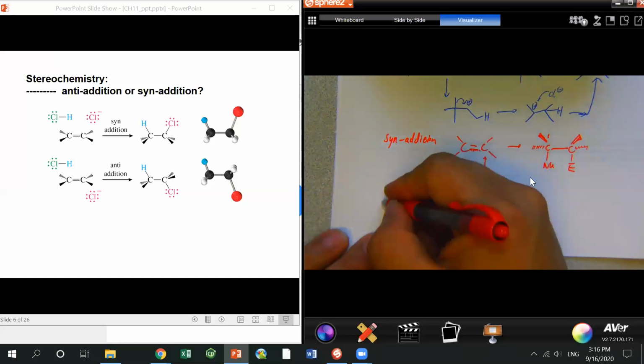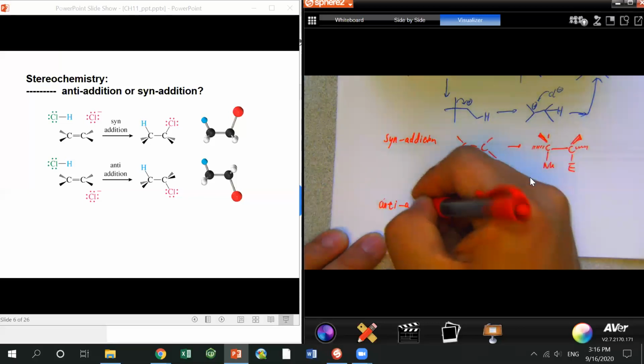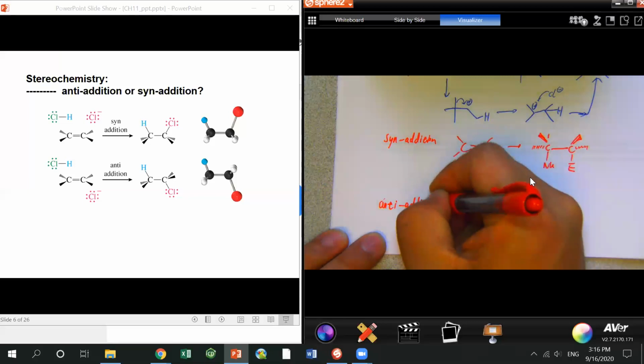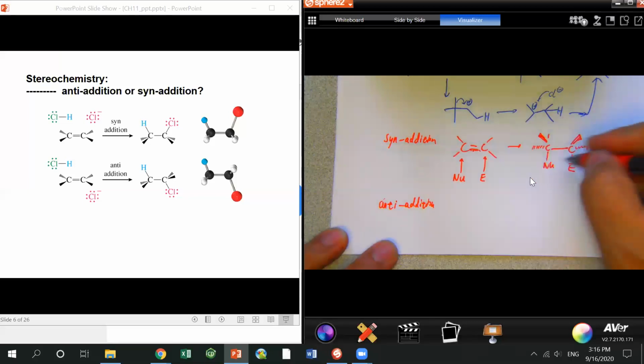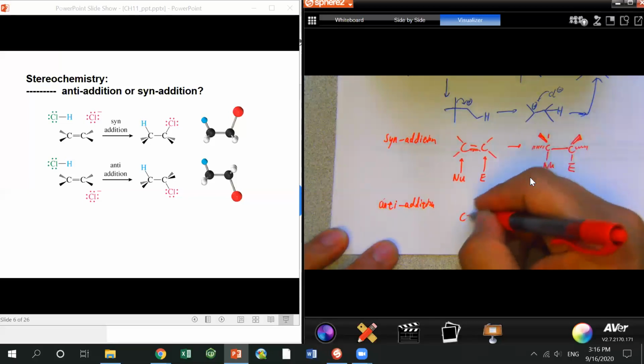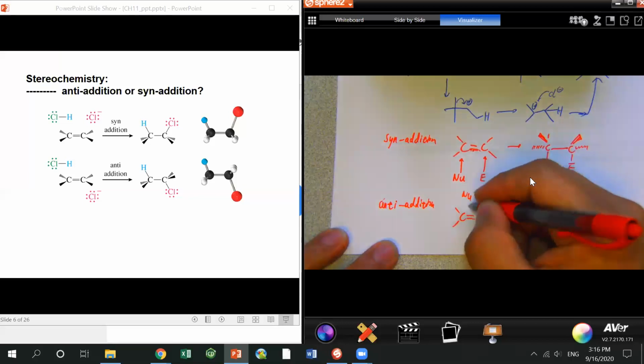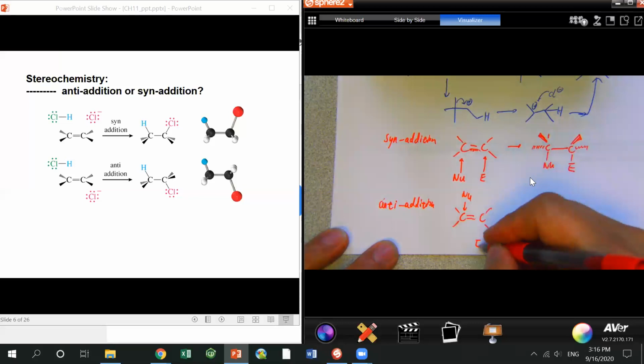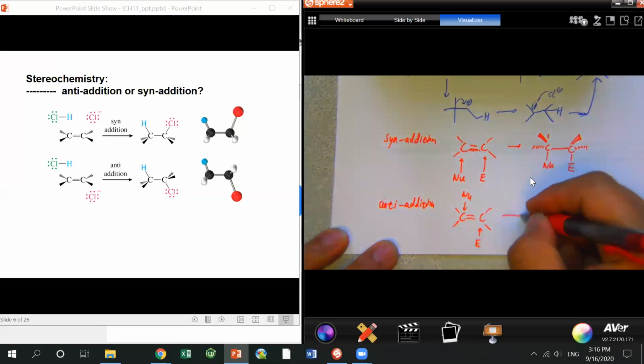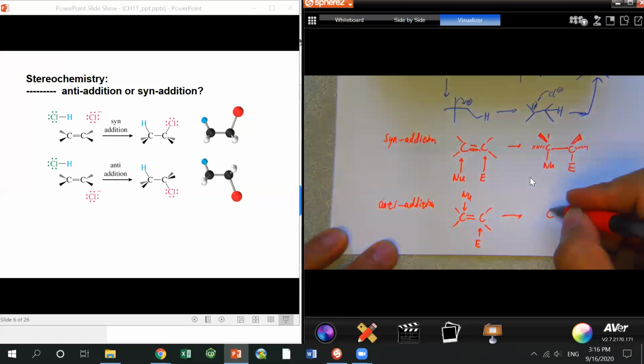Anti-addition is where the nucleophile and the electrophile add at opposite sides of the double bond. One goes from the top of the double bond, another from the bottom. After the reaction, you generate something like this.